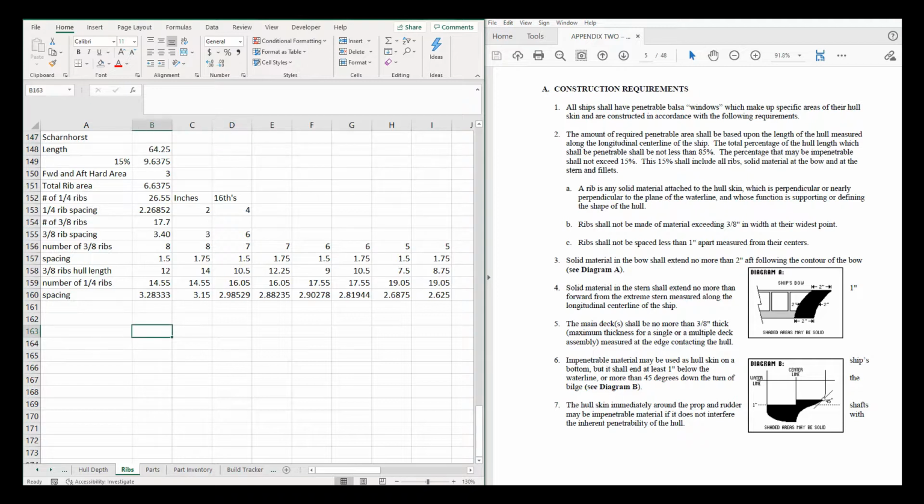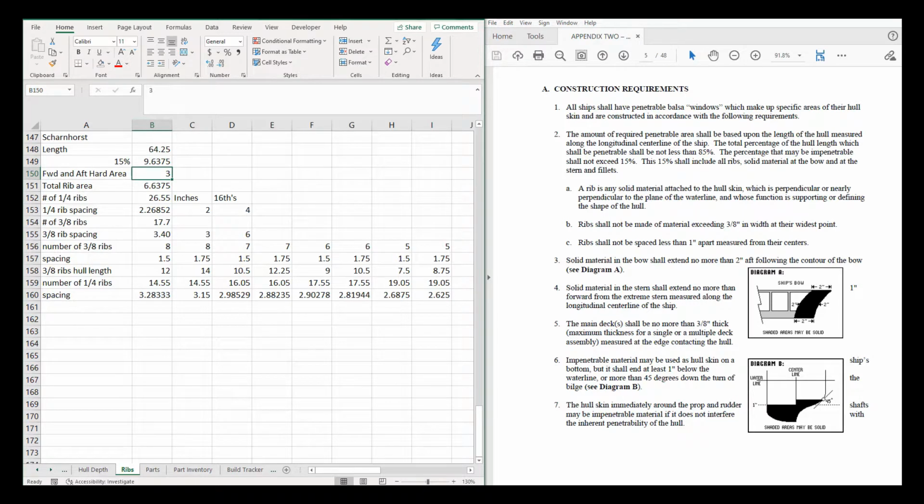All right, so now I'll do some calculations. For the Scharnhorst, this is the scale length, 64.25 inches. I got this from the ship list. The first step is to figure out what total area would be 15%. So I did this calculation right here where I took the length and multiplied it by 0.15, or 15%. You can see I get a total of 9.6 and change inches of hard area that's allowed.